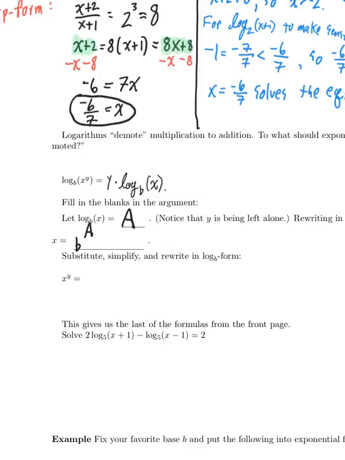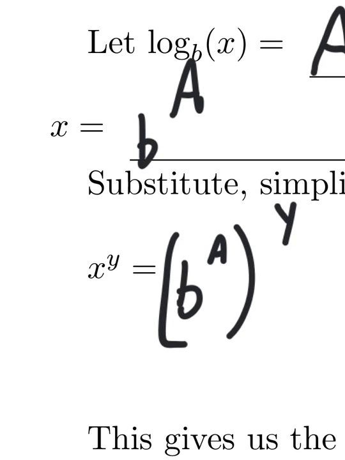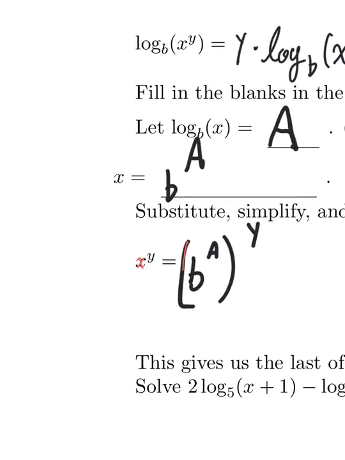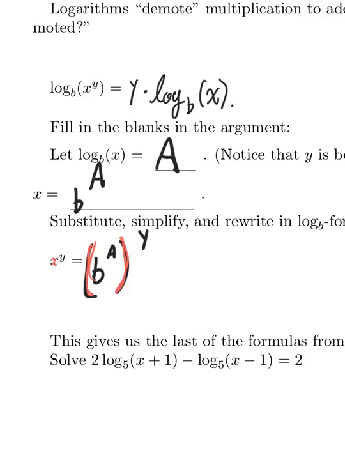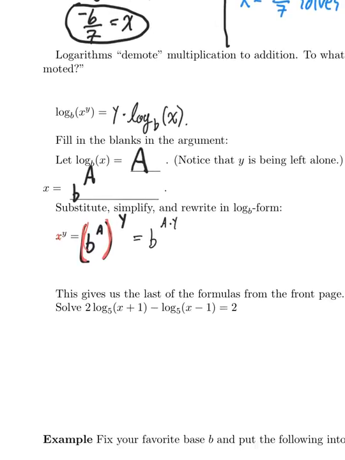So step 1, substitute. X is equal to b to the a, and then I raise all that to the y. So if you like, what have I done? I've taken this x, which now I've written in red, and I've replaced it with this, because I know it's equal to it. So there's the substitution. Now we simplify. B to the a to the y. There's an exponential law for that. That's b to the a times y. So now I see the following. I'll color code a little bit. I see x to the y is equal to b to the a times y.